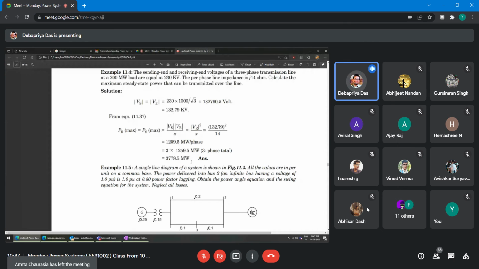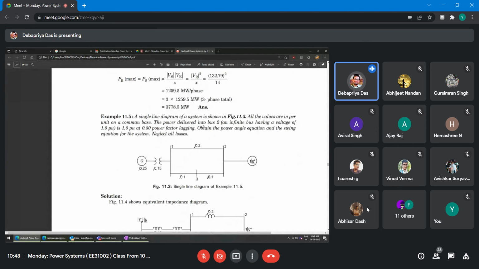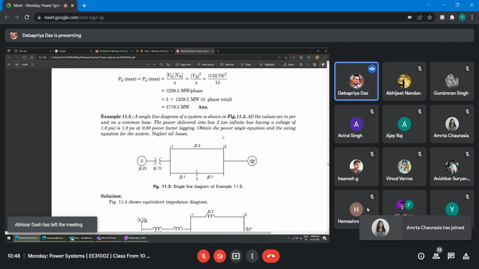Now the second one. Look at this one, a single line diagram of a system shown in the figure. All the values are in per unit on a common base. The power delivered into bus 2, that is an infinite bus having a voltage of 1 per unit, right? And this is also 1 per unit, and 0.8 power factor lagging. Obtain the power angle equation and the swing equation of the system.